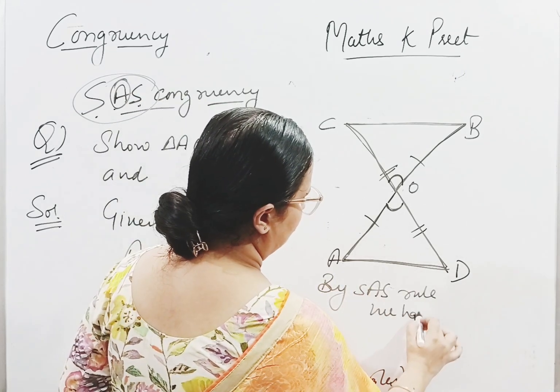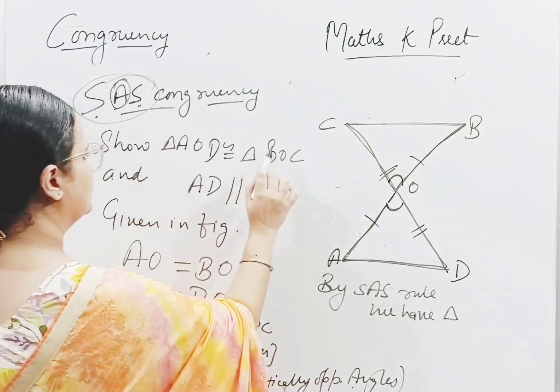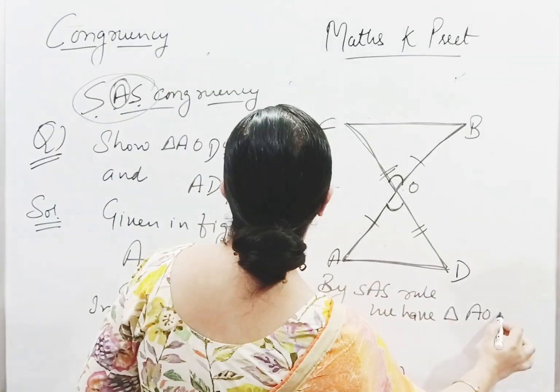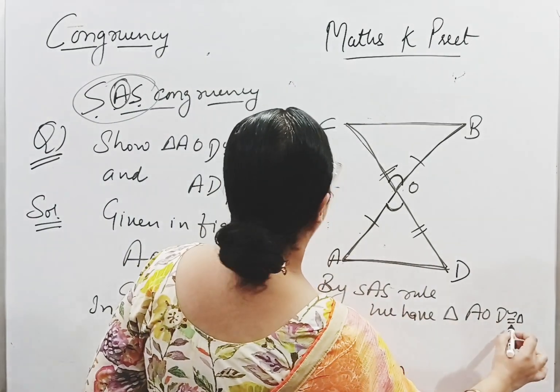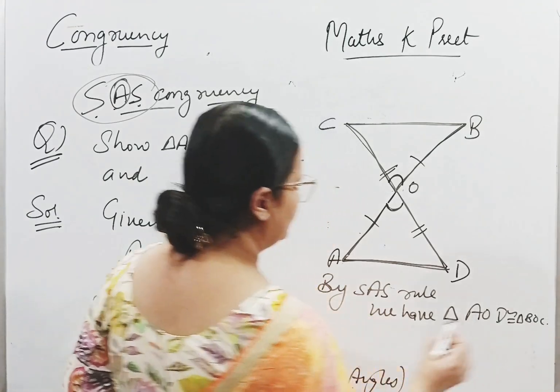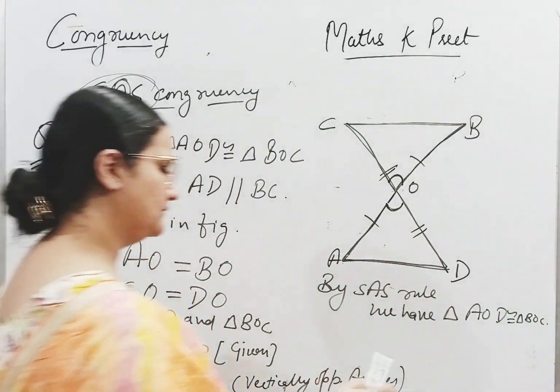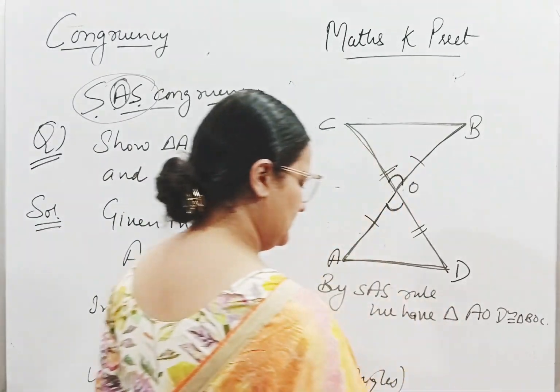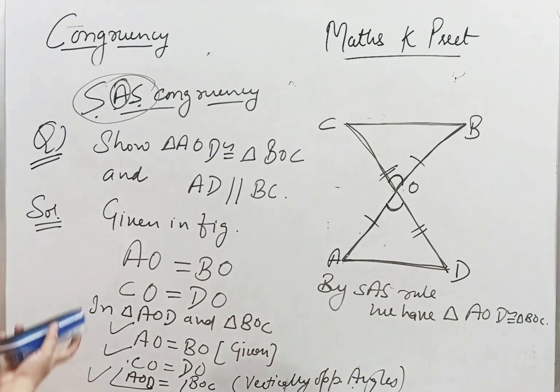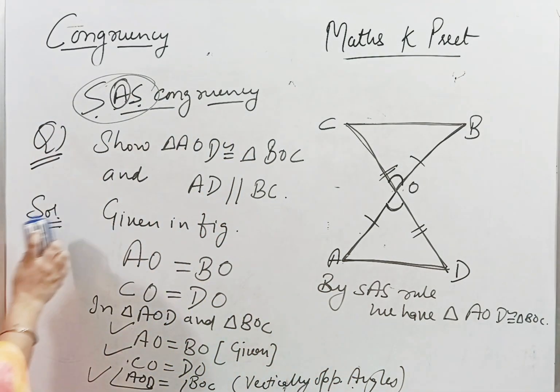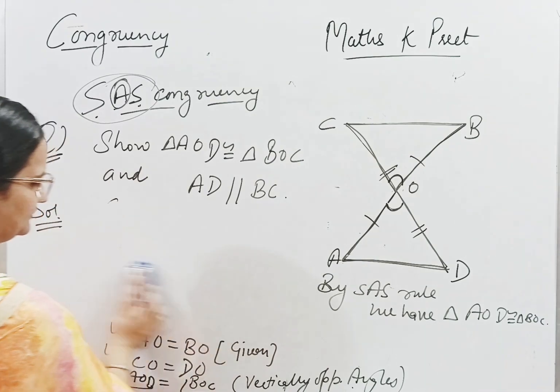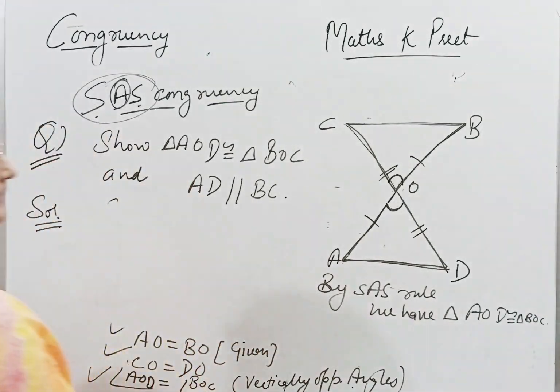We have triangle AOD, as given in the question, is congruent to triangle BOC. First part we have proved. Let's see how to prove AD is parallel to BC.